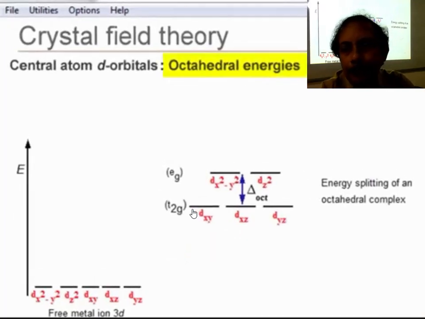In an octahedral crystal field, we say that the d orbitals have an octahedral energy splitting, and we denote this by a capital delta with a subscript oct.